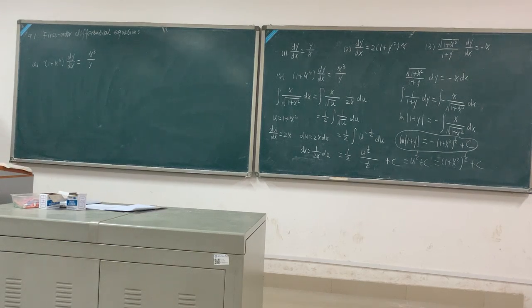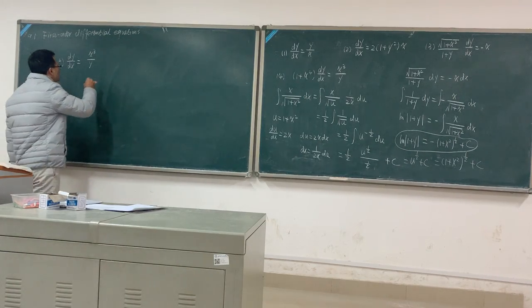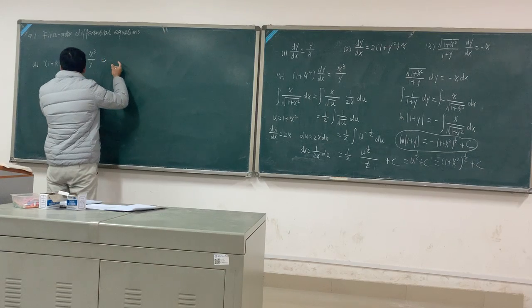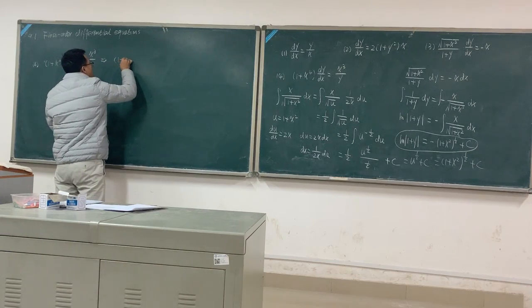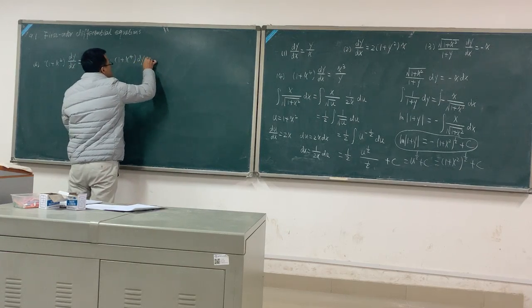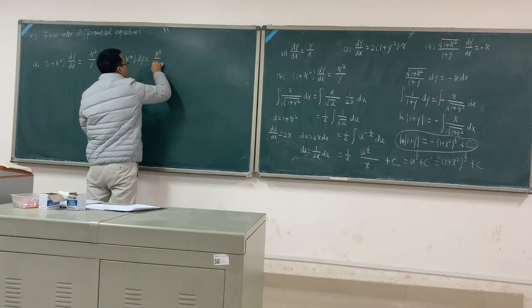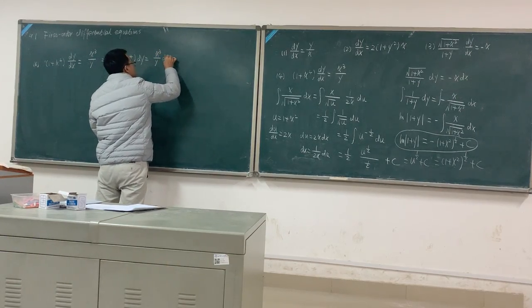So here, the first step is the same, okay? We multiply by dx on both sides. So here 1 plus x to the 4th power dy equals what? Equals x cubed over y dx.